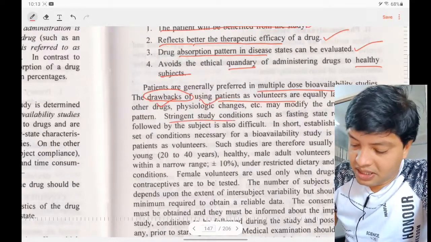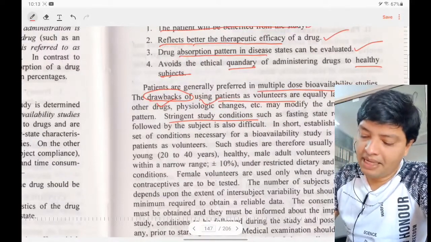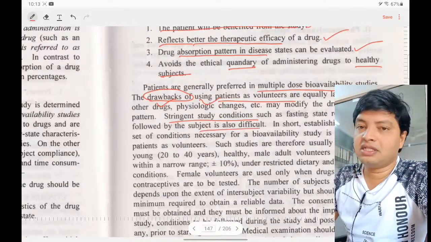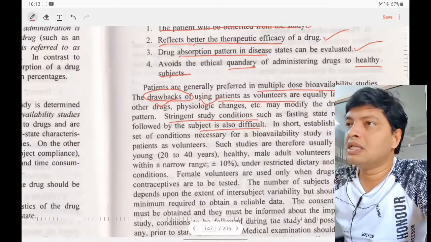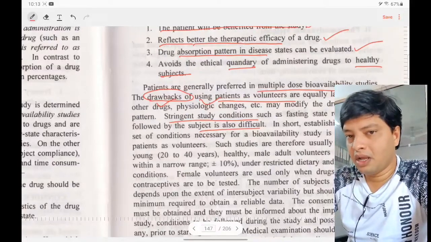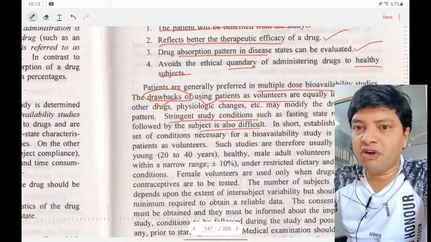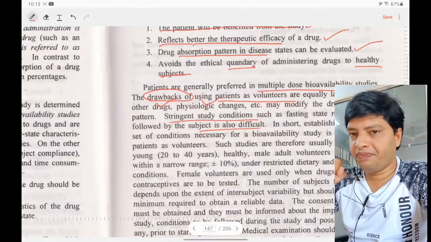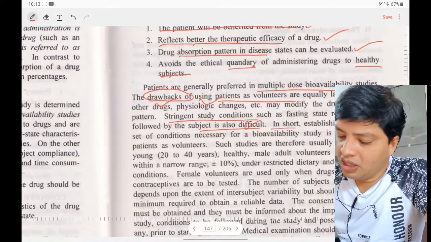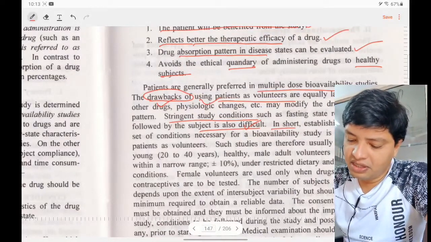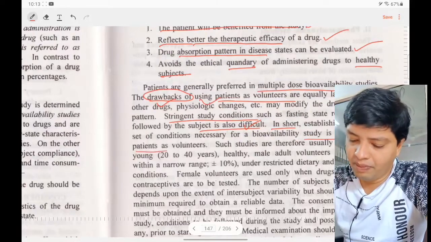Next, stringent study conditions such as the fasting state required to be followed by the subject are also difficult. See, to conduct these multiple dose bioavailability studies, you need to have the fasting state in a person. But because you are already taking a patient, if you make him fast, again it will cause a problem. So that is another difficulty. Second one, in short, establishing a standard set of conditions necessary for a bioavailability study is difficult with patient volunteers.